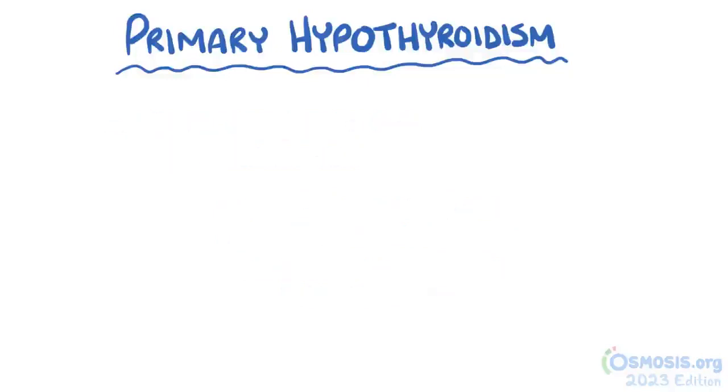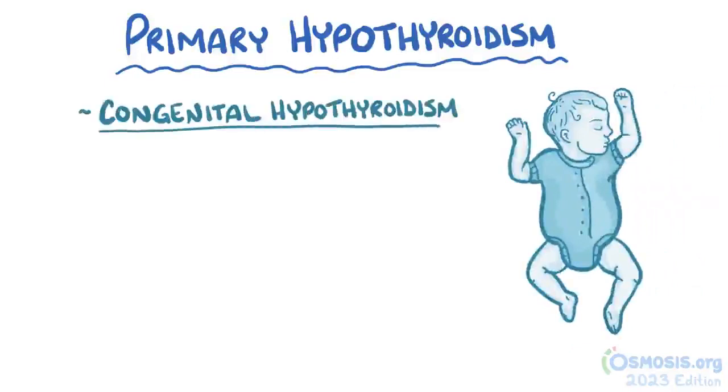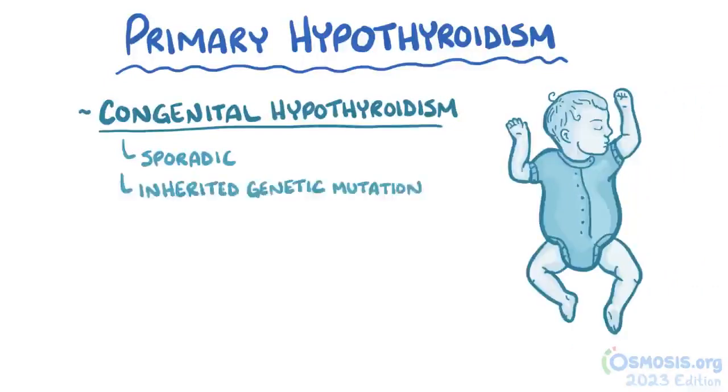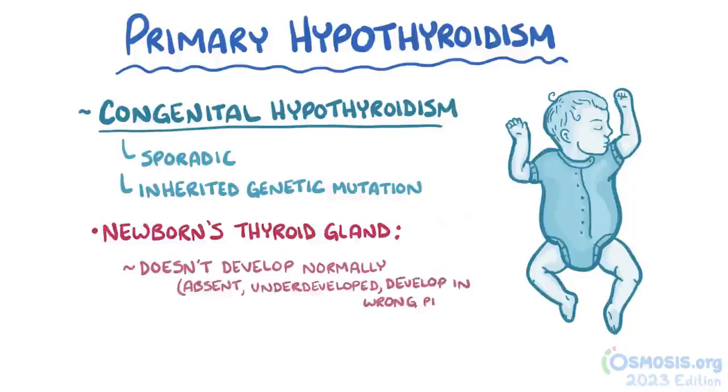Another type of primary hypothyroidism is when it affects a newborn, in which case it's called congenital hypothyroidism. Most of the time this is sporadic, meaning it happens at random, but it can also be caused by an inherited genetic mutation. Ultimately, the newborn's thyroid gland doesn't make enough thyroid hormones, either because it doesn't develop normally, in which case the gland could be absent, underdeveloped, or develop in the wrong place in the body, or because there's a defect within a normal-looking thyroid gland that affects its ability to make thyroid hormones.